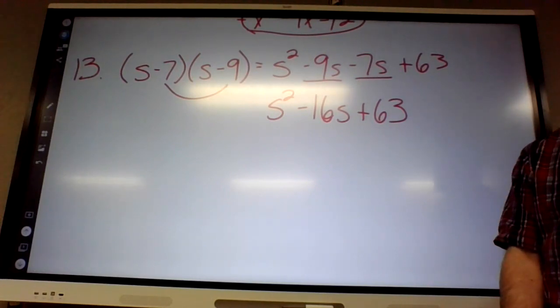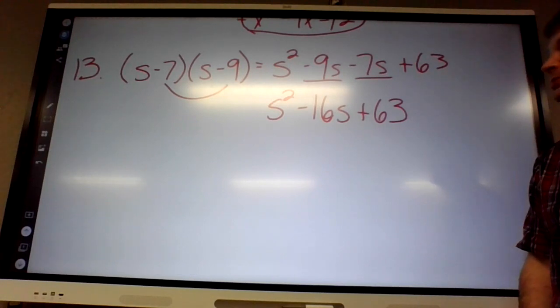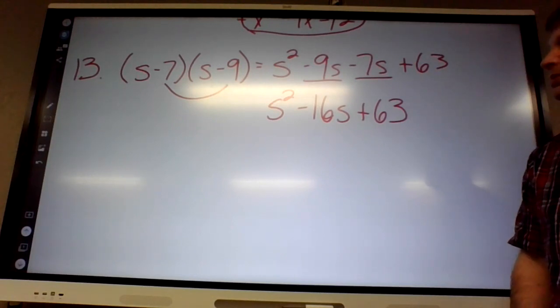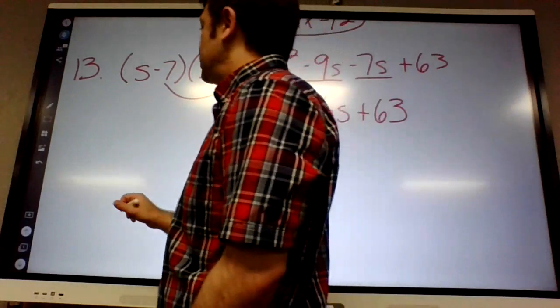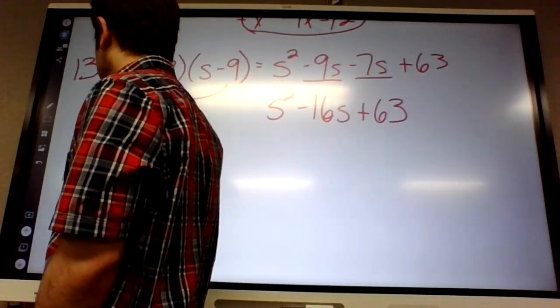Might want to make your s's lowercase so they don't look like 5s. My s's are always lowercase. Is that the answer? Yeah, the answer. Of course it is. I don't know.